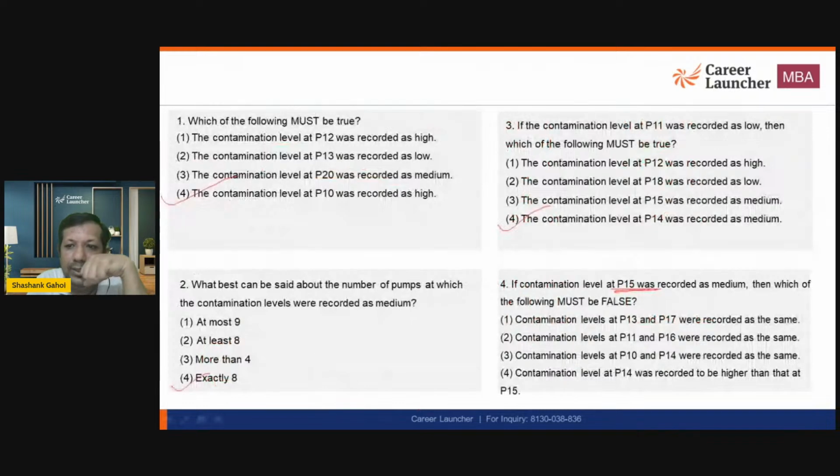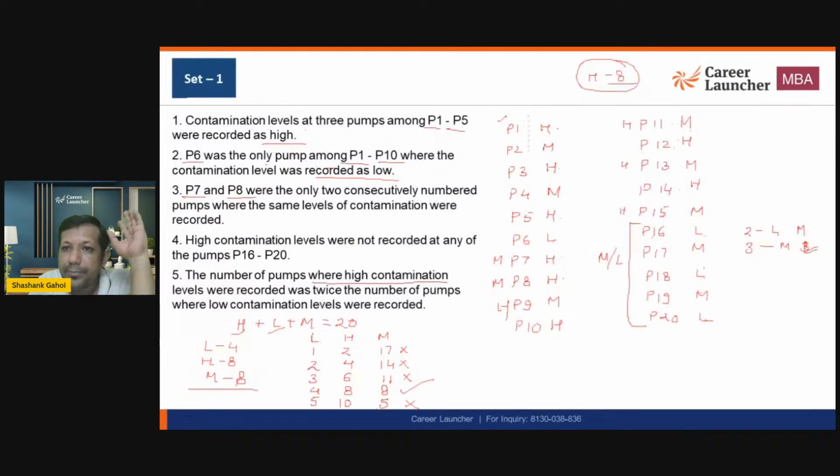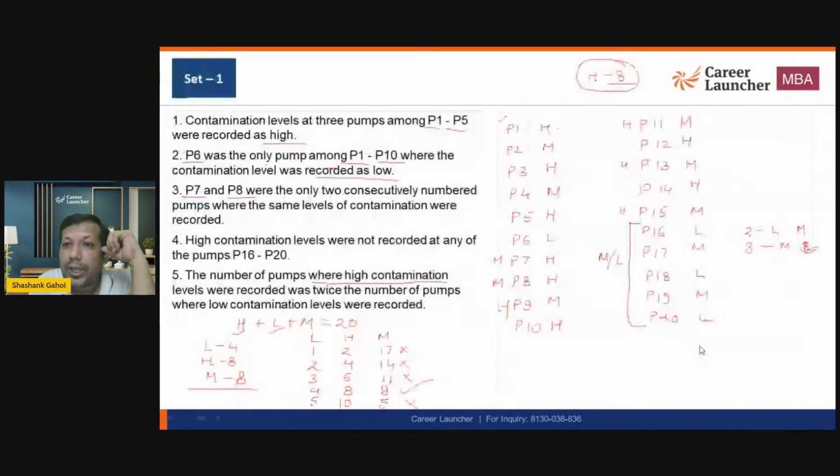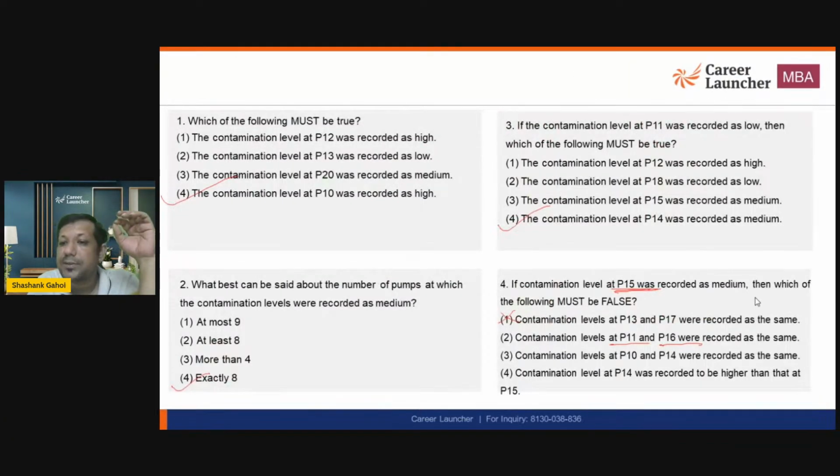Now 13 and 17 are the same. So 13 is medium, 17 is also medium, which means the first statement is true, and we are looking for the false one. So the answer cannot be this. 11 and 16 are the same. Okay. So 11 is medium, 16 is low. Definitely this is false. So the answer comes out to be option 2.